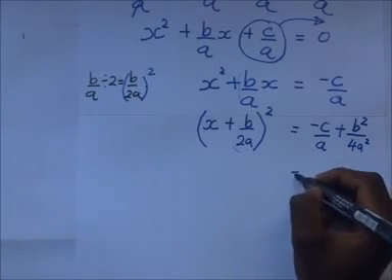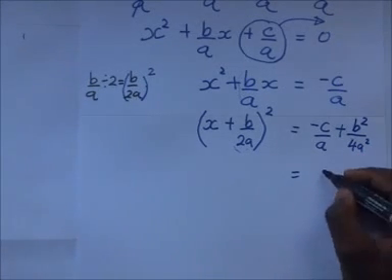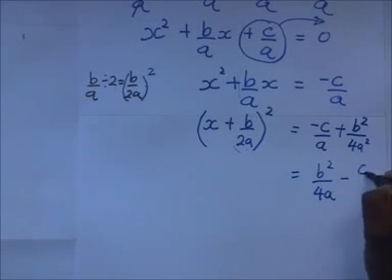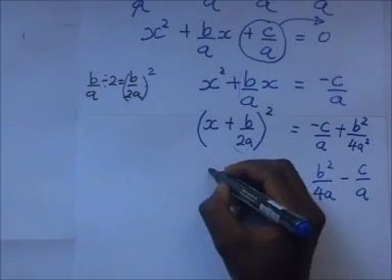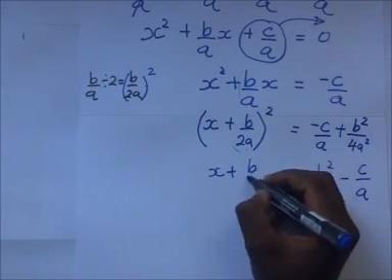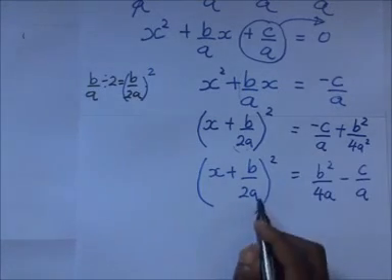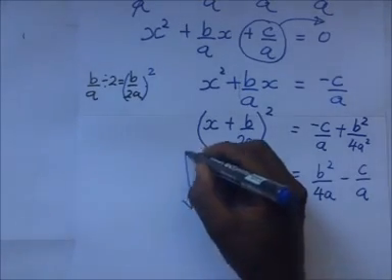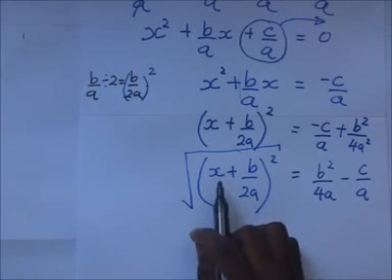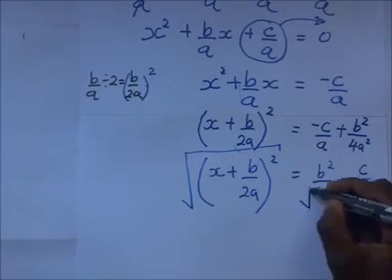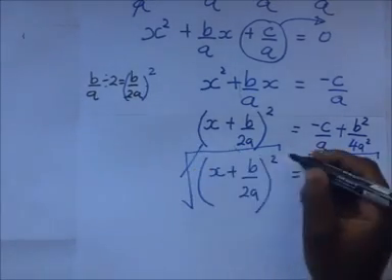So if we rearrange this, it's going to become b squared over 4a squared minus c over a is equal to x plus b over 2a, this whole thing squared. So we use the square root property. We are trying to get the value of x, so we are trying to make x the subject of this formula. Square root on both sides, this goes with that.